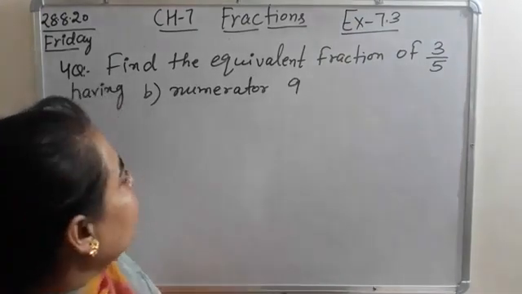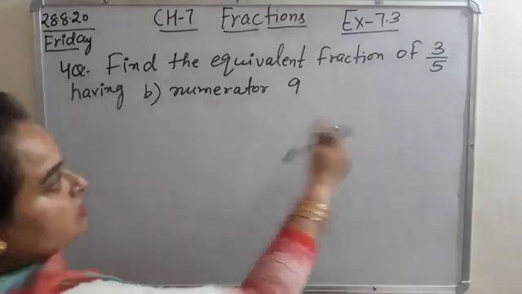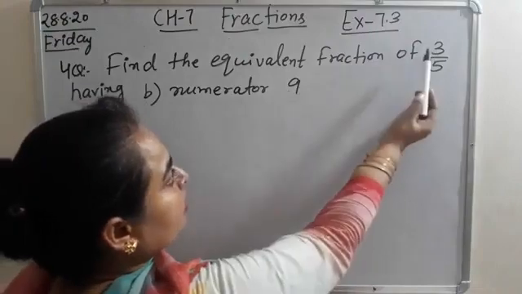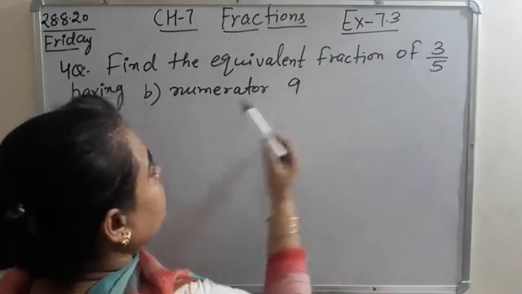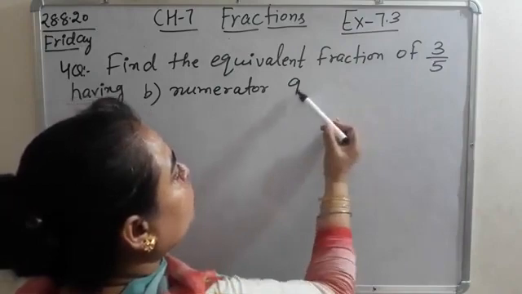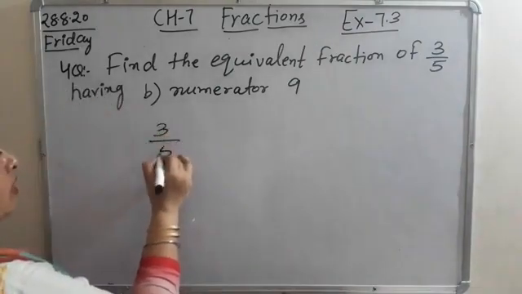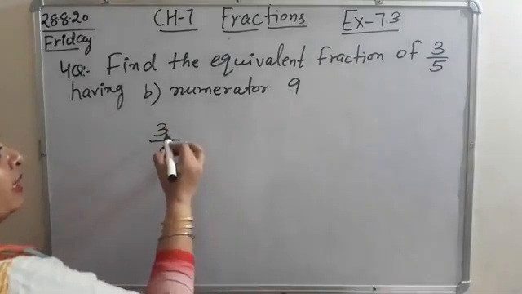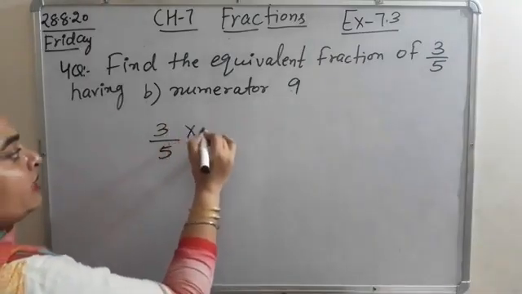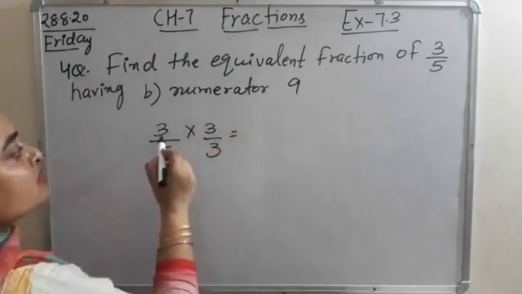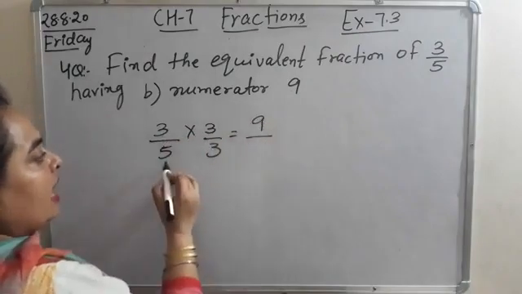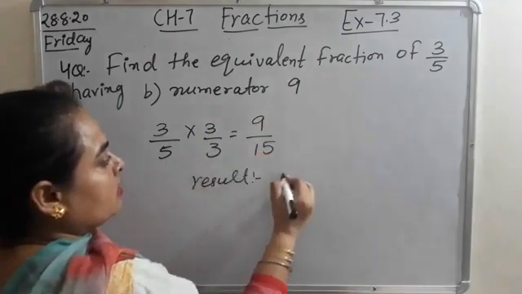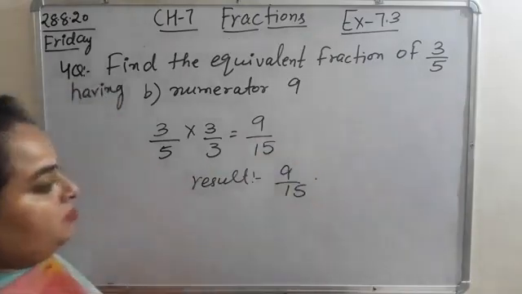Now the B part is based on changing this 3 to 9, numerator 9. The numerator 3 is given to you and the question is based on converting this 3 to 9. So 3 by 5. To convert this 3 to 9, we will multiply both numerator and denominator with 3 because 3 threes are 9 and 5 threes are 15. So the result is 9 by 15.